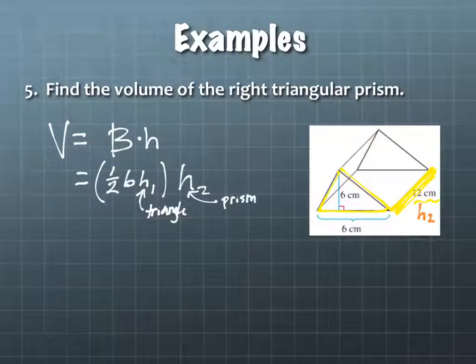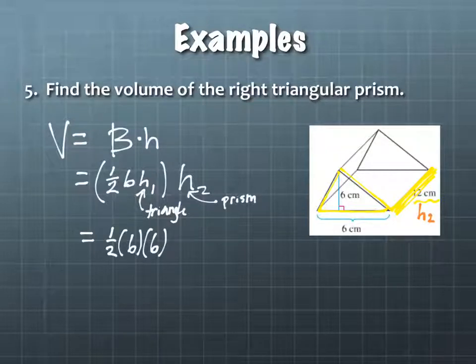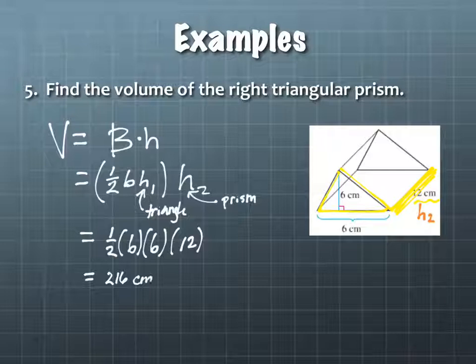Okay, so how are we going to find the area of this particular triangle? Yeah, it's 1/2 and then it's 6 times 6, right? That's the area of the triangle. And then what's the height of the prism? That's my 12. So I've got 1/2 times 6 times 6 times 12, which gives me what? 216 cubic centimeters.